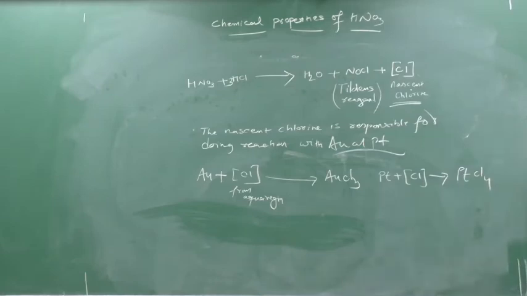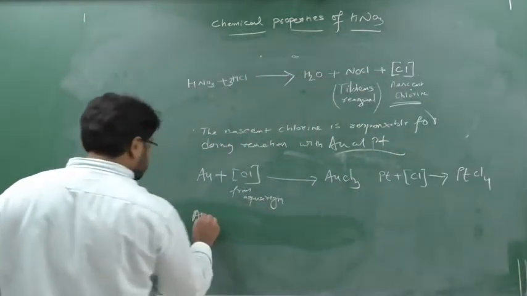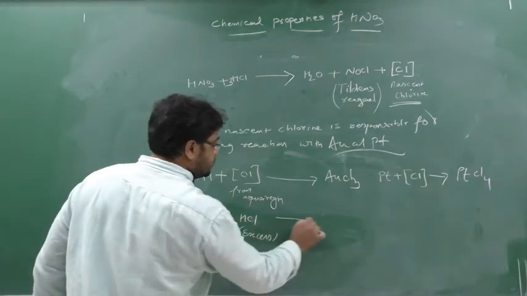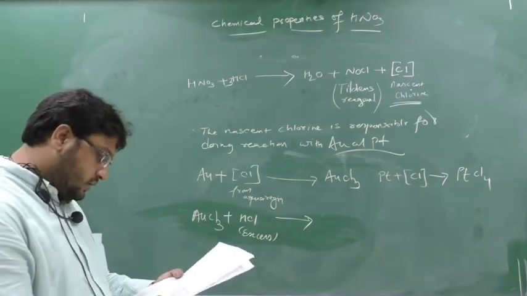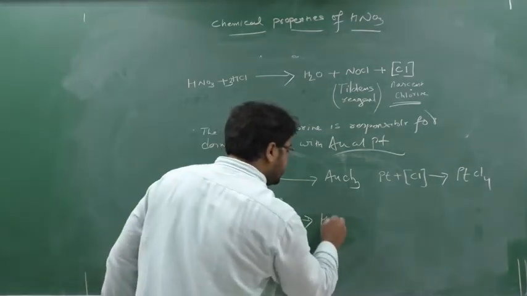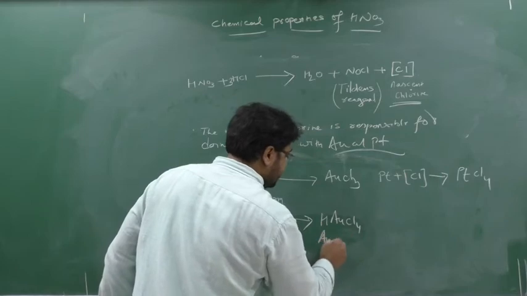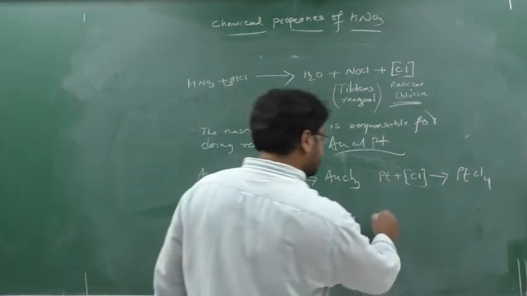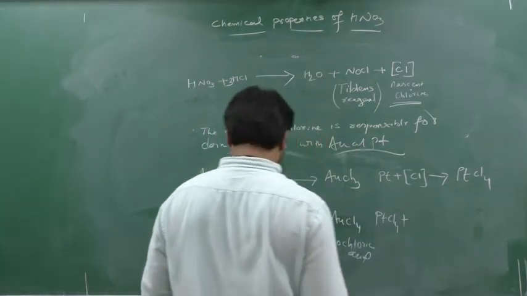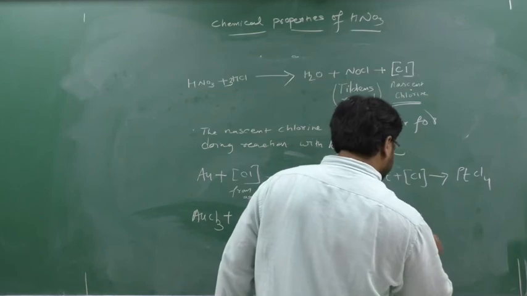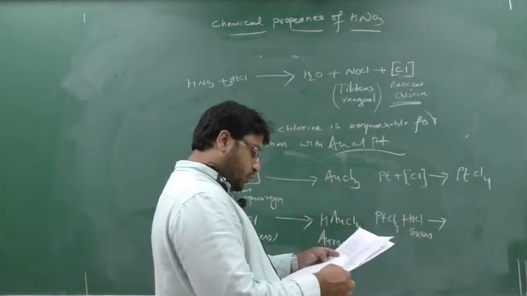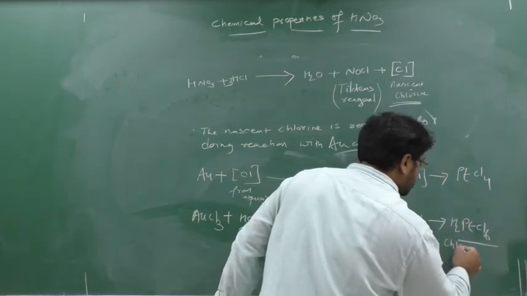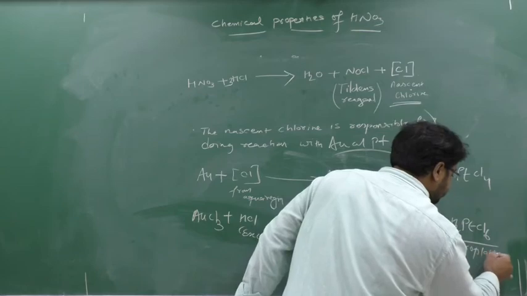Similarly, if I take platinum and react it with nascent chlorine, it will form PtCl4. Now this AuCl3, when reacted with excess HCl, you will get chloroauric acid, HAuCl4. Please remember this, chloroauric acid. Similarly, if you react PtCl4 plus HCl, and this HCl is in excess, you will get chloroplatinic acid, that is H2PtCl6. This is known as chloroplatinic acid.